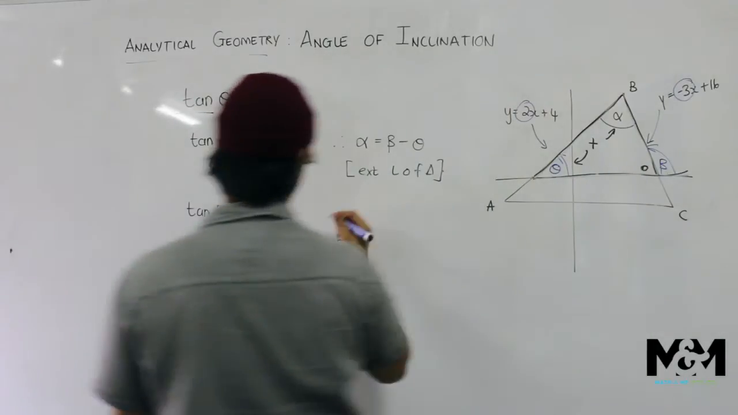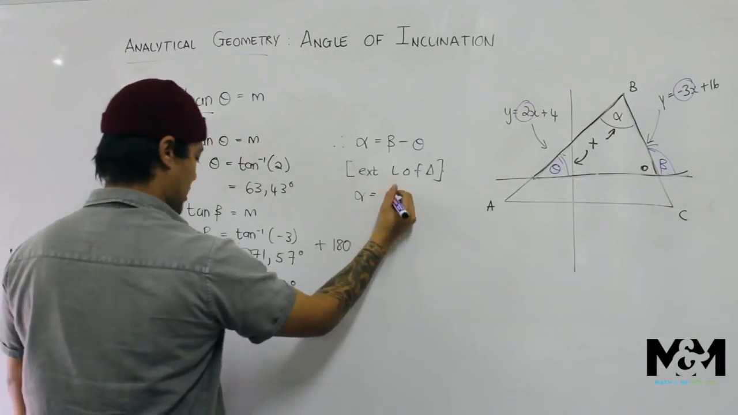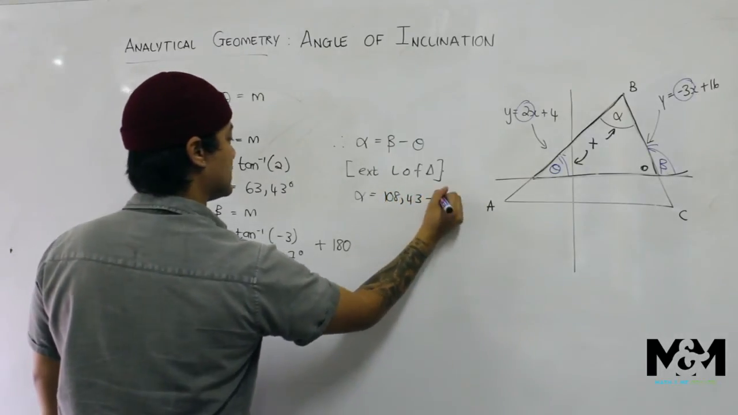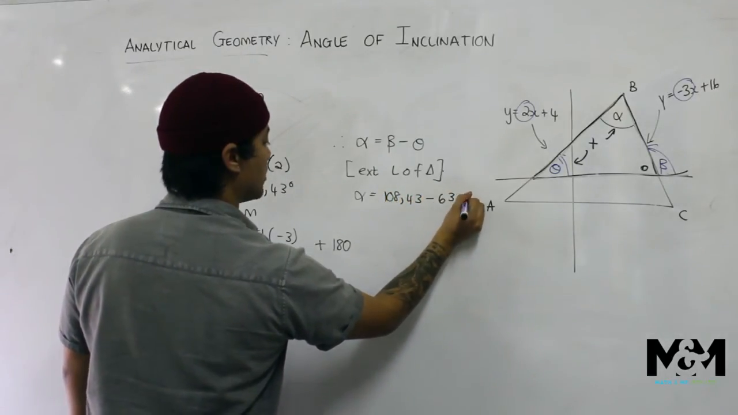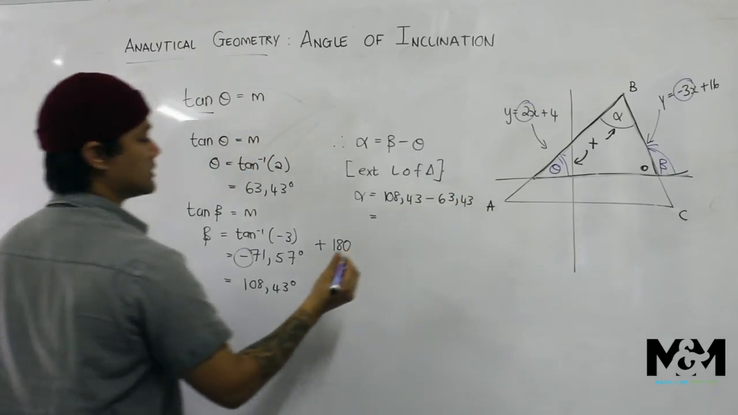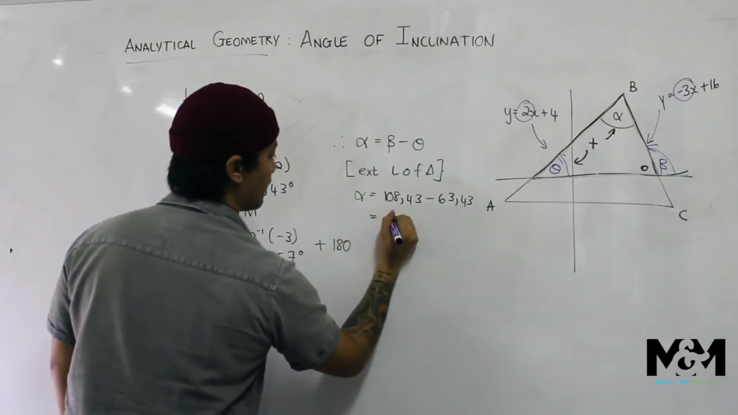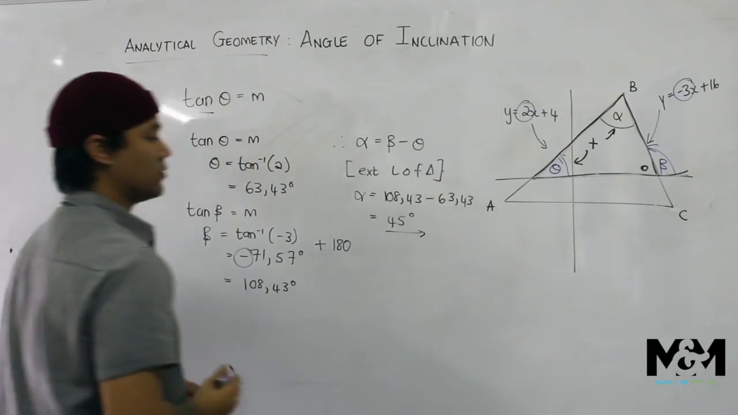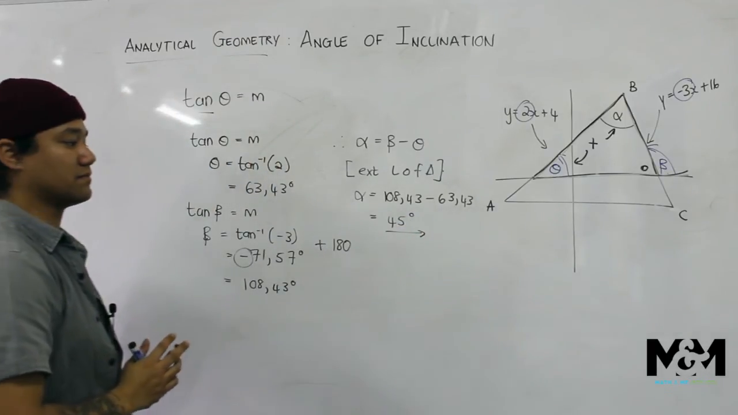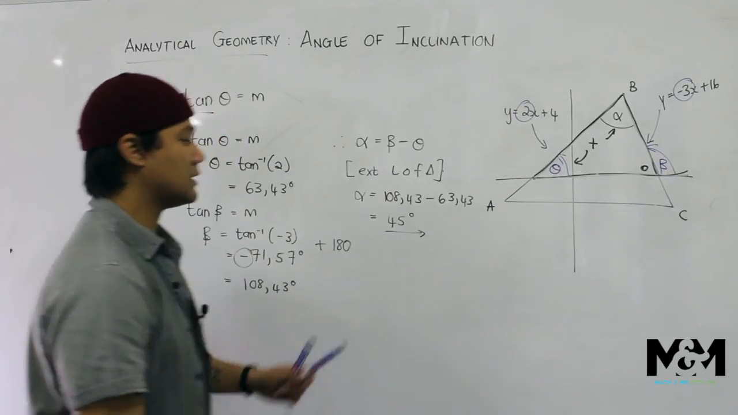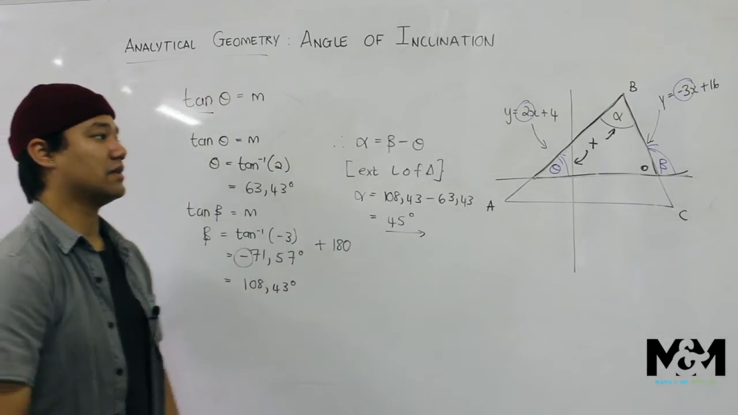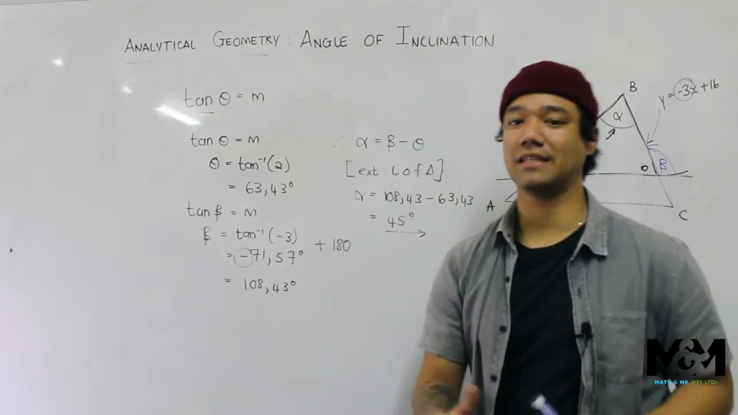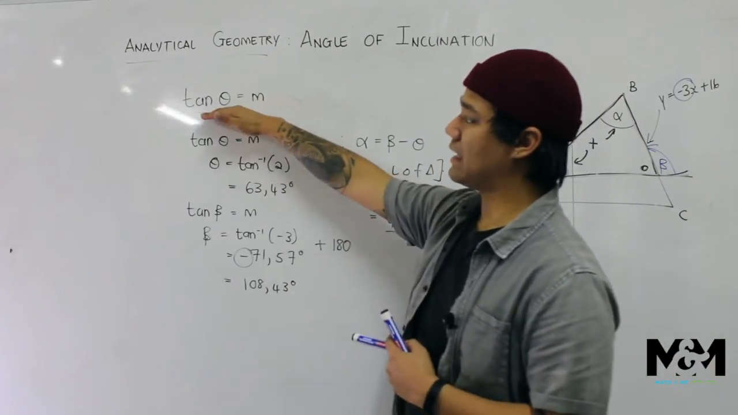So now I'll just plug in what I know. Beta is 108.43 minus 63.43. The 43s cancel. 45 degrees. Wow, that kind of worked out like perfect. Crazy. Okay, right. So my alpha is equal to 45 degrees. So that's how you'll find angles away from the x-axis, still using inclination of angle.